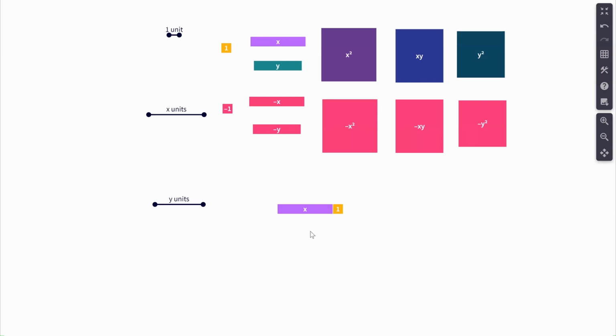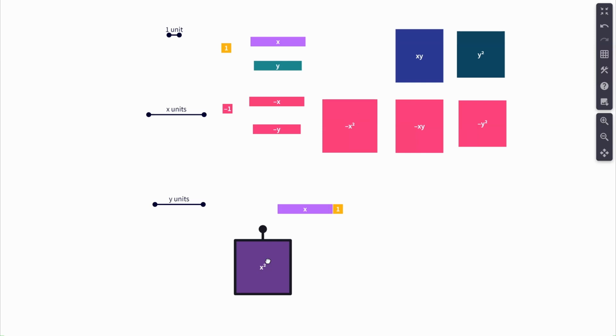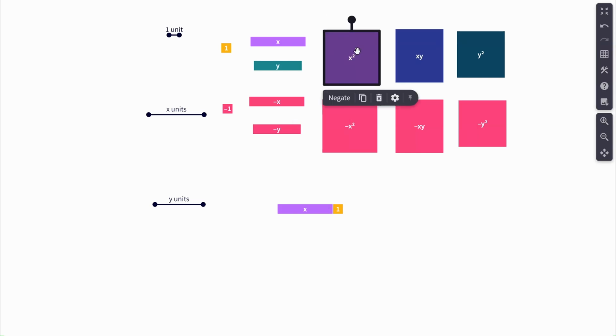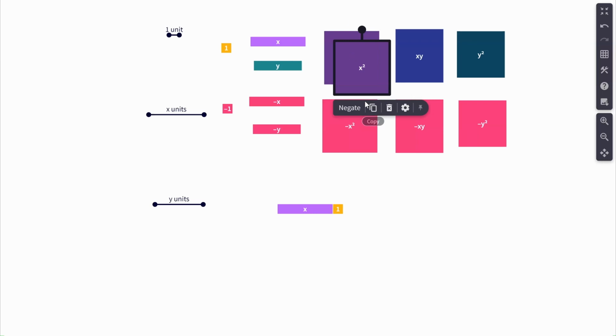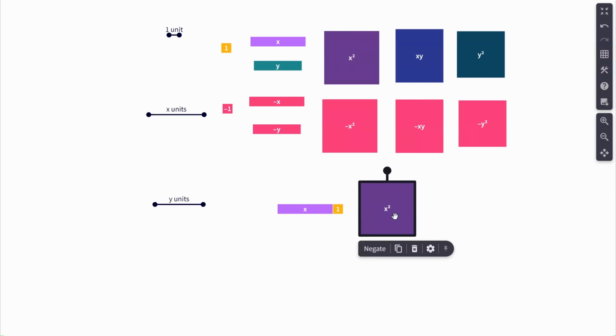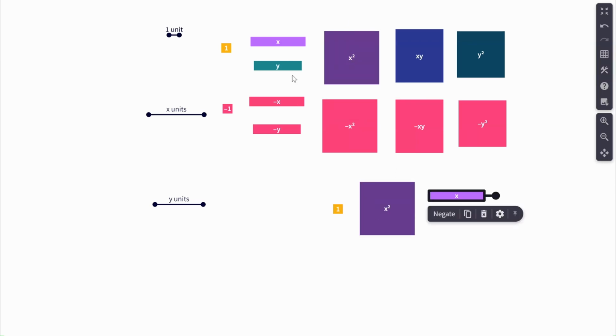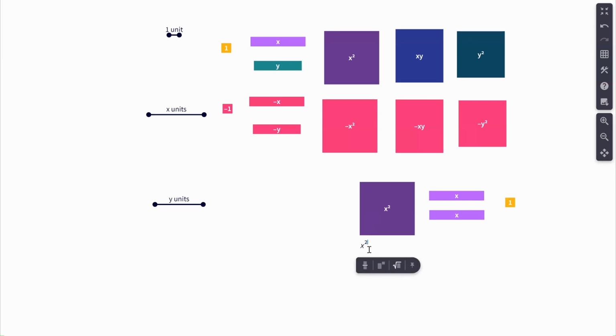So 1 times X plus 1 makes X plus 1. And we're going to build that up into multiplication. But for right now, if we're just accumulating tiles, let's get an X squared in there. So if I have X squared and 2 of these X's plus 1, this is going to be X squared plus an X plus another X plus 1, or x squared plus 2x plus 1.